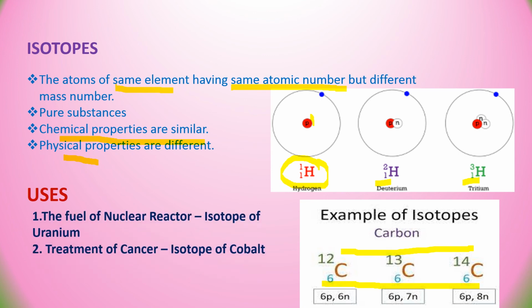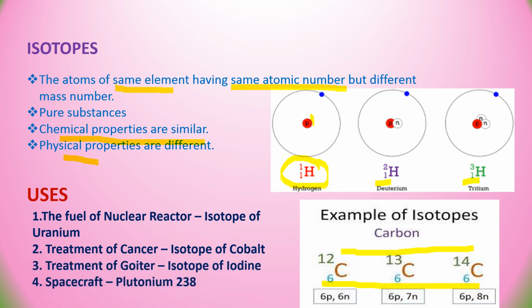There are many uses. Nowadays isotopes play a very important role in medicine and different industries. So I have just written 2 or 3. The fuel of nuclear reactors consists of uranium, very important, which plays a very important role in nuclear fusion and fission. And for cancer treatment, cobalt is very necessary because it destroys the malignant tumor cells. And also for the treatment of goiter, an isotope of iodine is used, and for spacecraft there is the use of plutonium, very important, right?